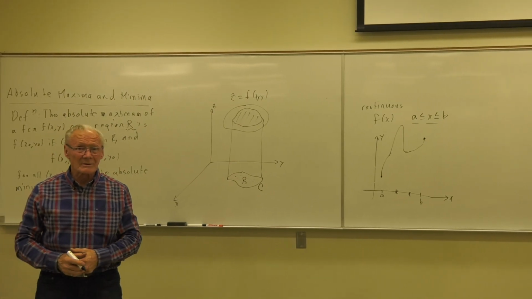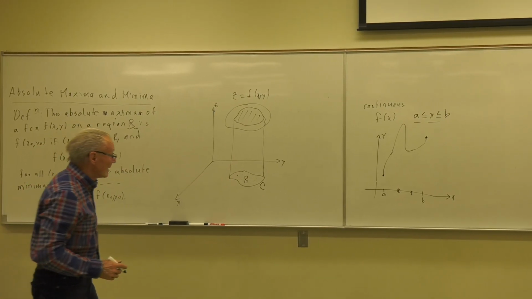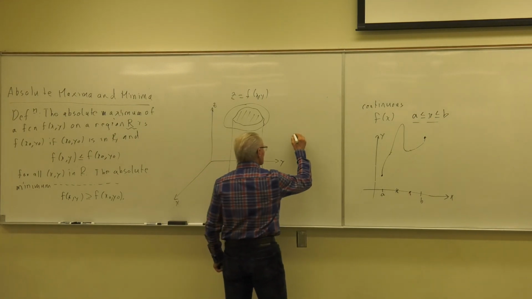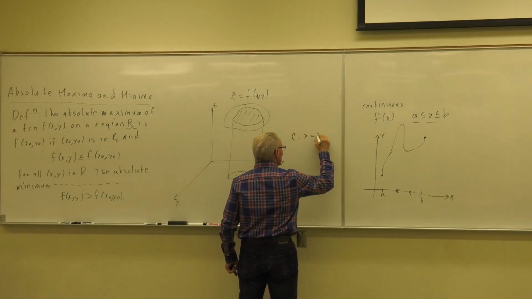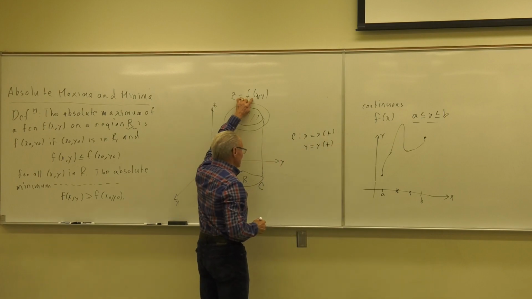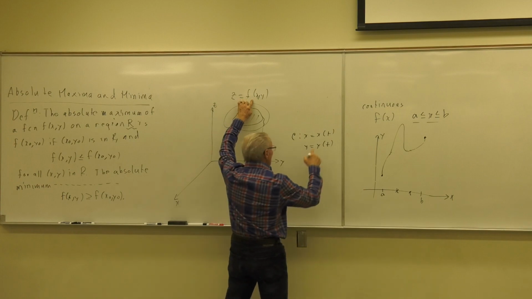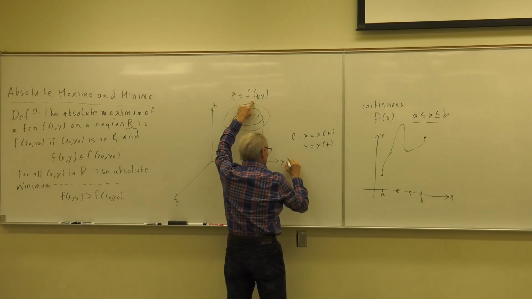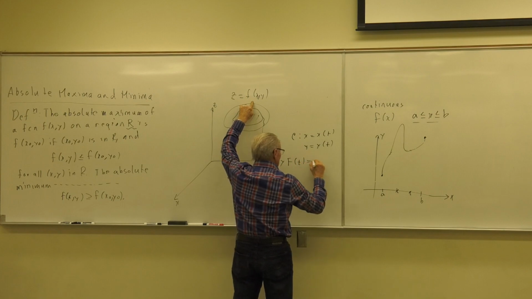How do I do that? Answer: suppose C has parametric equations. What do I do? If I want to evaluate this along the edge, I put those into there, and I get a function of t.